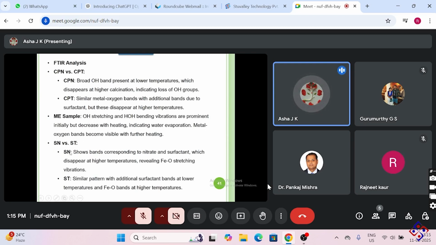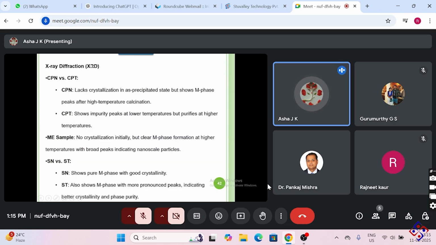And SN versus ST: in the case of SN, it shows bands corresponding to nitrate and surfactant, which disappear at higher temperatures, revealing Fe-O stretching vibrations. In the case of ST, there is a similar pattern with additional surfactant bands at lower temperature and Fe-O bands at higher temperature.